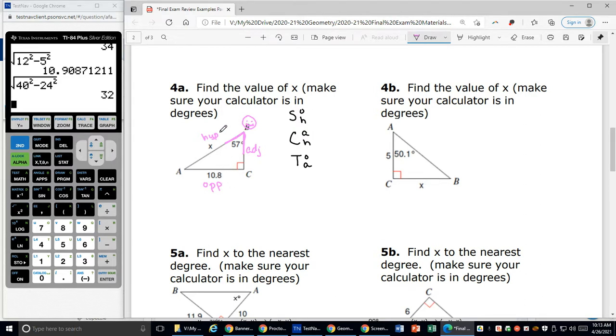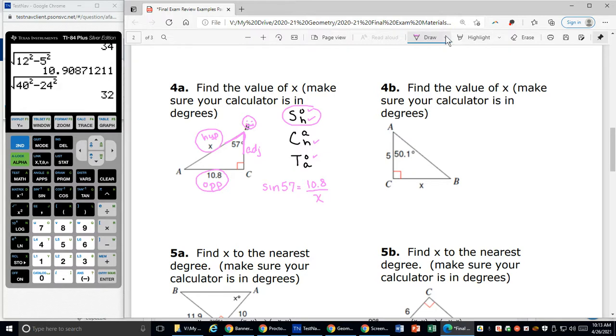Okay, so then we circle. I'm trying to find the hypotenuse. Check and check. I know the opposite. Check and check. So the trig function I want to use is sine. The sine of the angle equals O over H, my opposite over my hypotenuse. My opposite is 10.8. My hypotenuse is x.